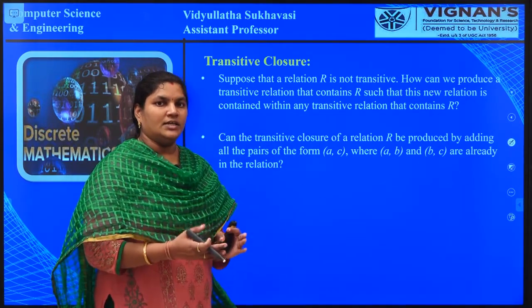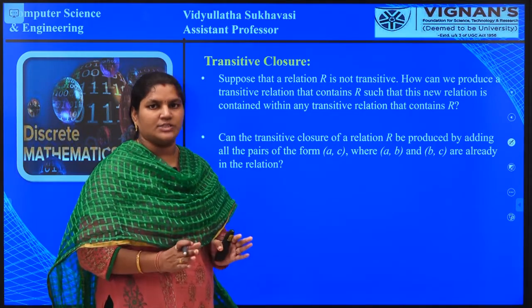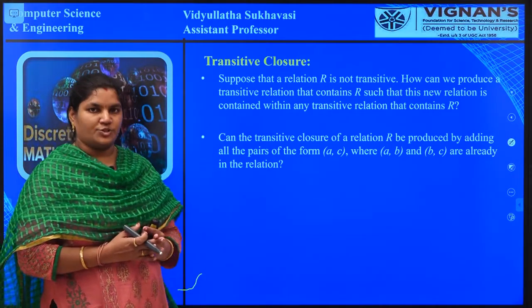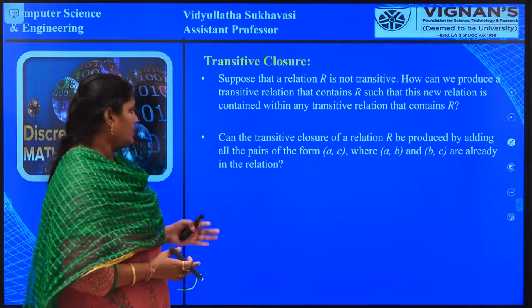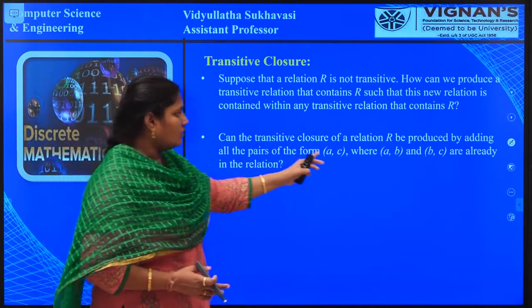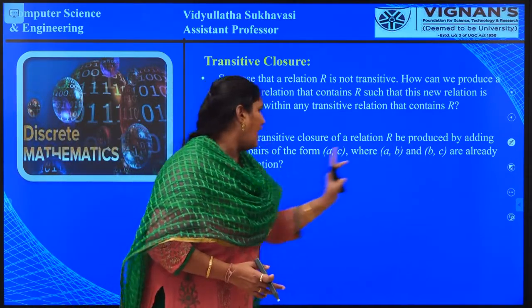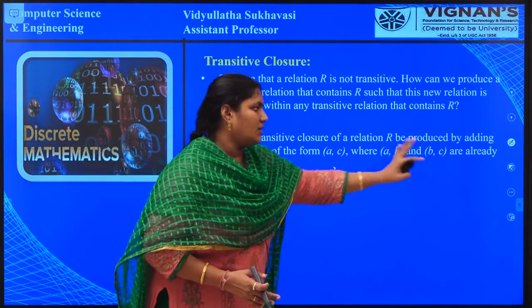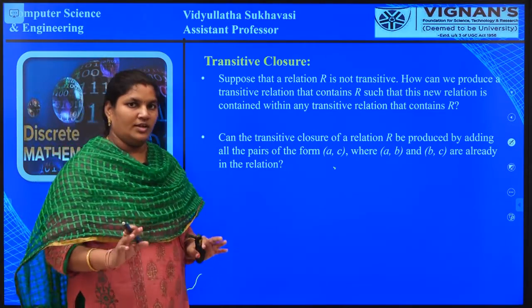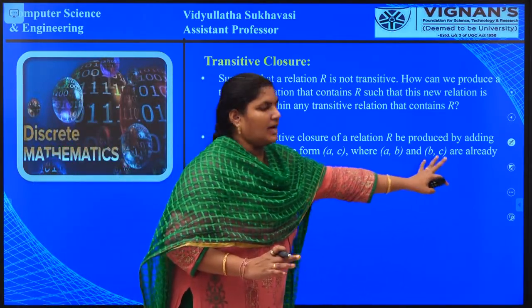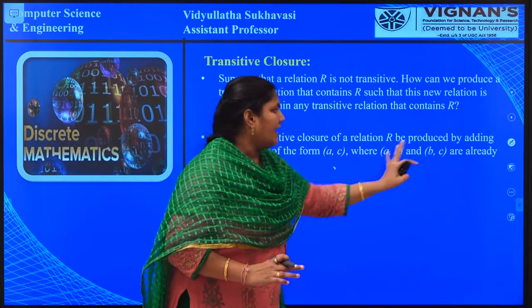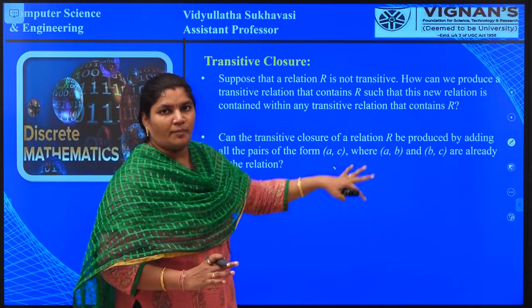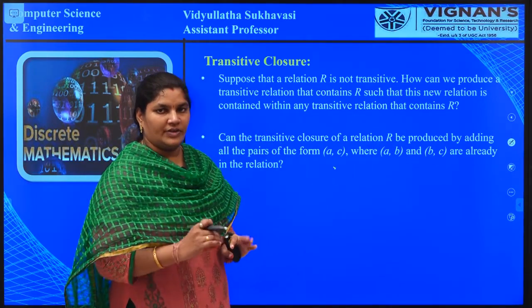That means here the given relation R is not satisfying the transitive property. We need to form a new relation which satisfies the transitive property. So how are we going to do it? Can the transitive closure of a relation R be produced by adding all the pairs of the form A comma C where A comma B and B comma C are already in the relation? So only if we have A comma B, B comma C. Here if we add the A comma C ordered pair which is not in the relation R, then we need to check whether it is forming a transitive relation or not.